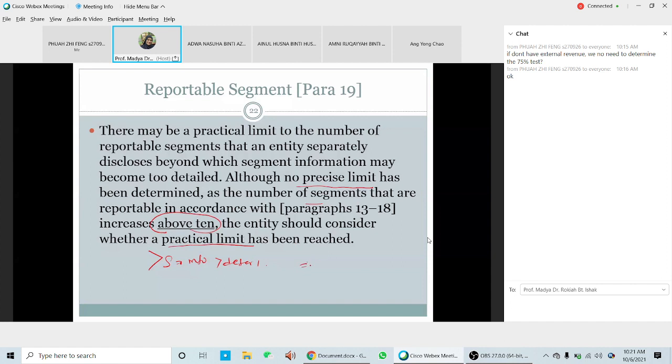So most of the time, we try to limit segments up to 10 only, 10 reportable segments. Even though there are big companies, the number of segments is not more than 10. If you look at Sime Darby, even though it's a big company, it has about 5 or 6 segments only. We try to limit the number of segments because once you have more reporting segments, you need to disclose more detailed information. Very costly sometimes. So that is the practical limit, not more than 10.